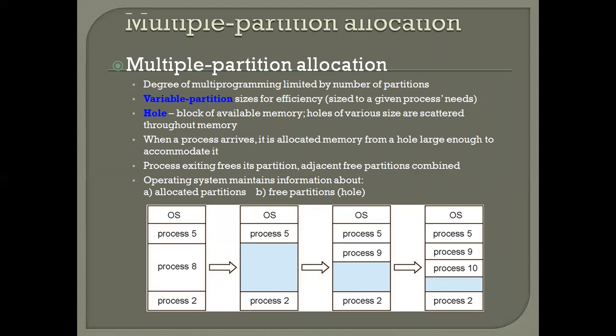In general, at any given time, we have a set of holes of various sizes scattered throughout the memory, and a process arrives and needs memory. The system searches the set for a hole that is large enough for this process, and if the hole is too large, it is split into two parts. One part is allocated to the arriving process, and the other is returned to the set of holes. When the process terminates, it releases the block of memory, which is then placed back in the set of holes.